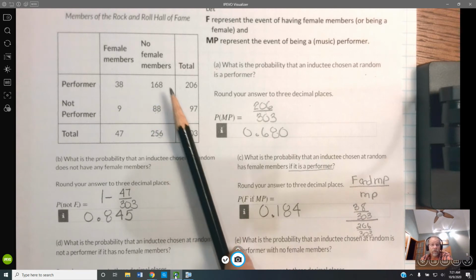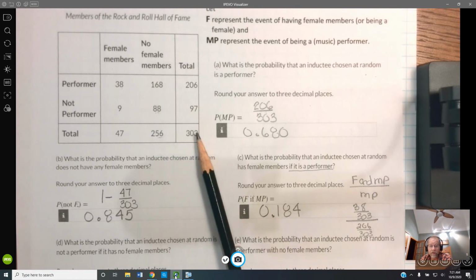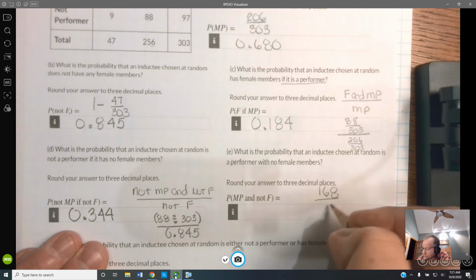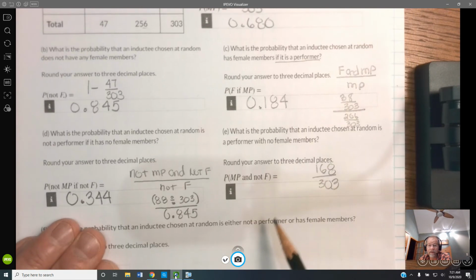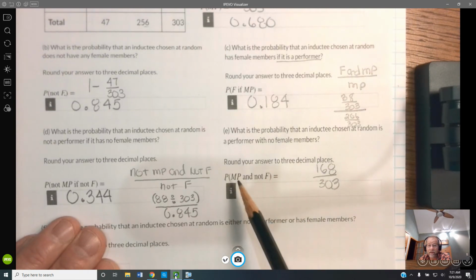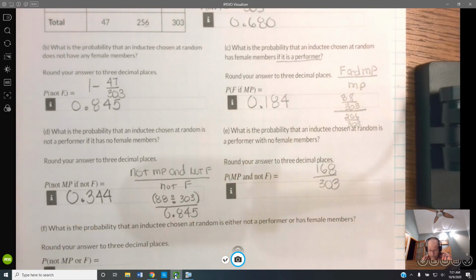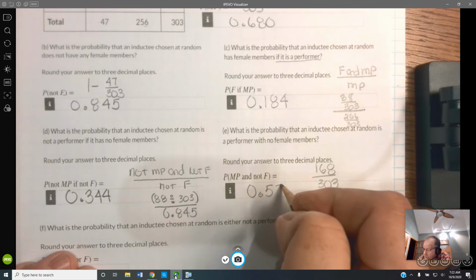I'm looking for this intersection here, and it's not an if statement. So since it's not an if statement, I'm going to go out of 303. 168 out of 303. The only time I'm going to divide by a row number or a column number is if it's an if statement, and this is not an if statement. This is a this and not this. 168 divided by 303 is 0.554.